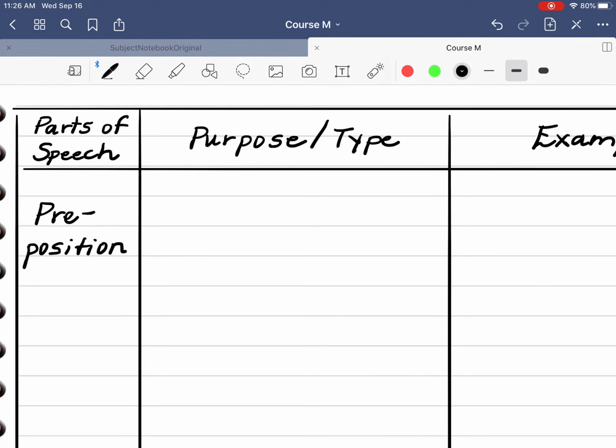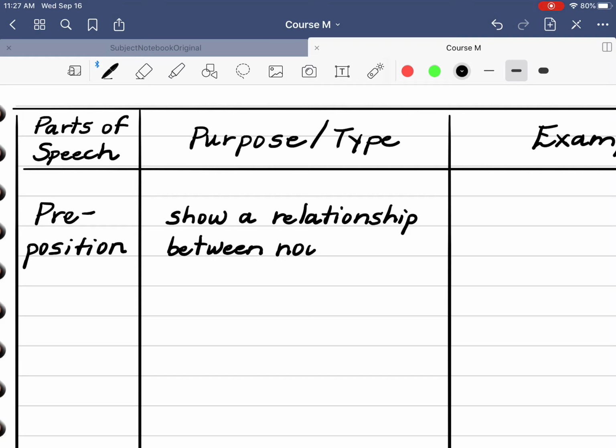Their purpose, they have several purposes. They show a relationship between nouns, pronouns, or phrases. And just hang with me here. I'll show you what I mean. There's a conjunction, the word or. Nouns, pronouns, or phrases in a sentence. We won't have to write that.